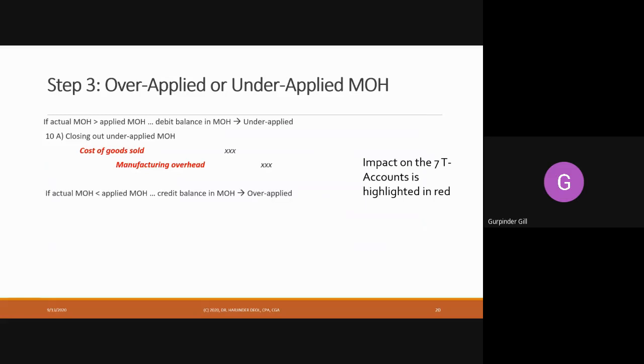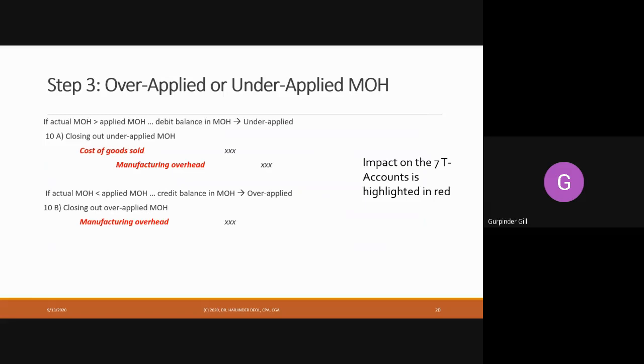On the other hand, if your actual manufacturing overhead is lower than the applied, then we are looking at over applied. So if your applied manufacturing overhead is higher than the actual, or your actual is lower than the applied, then you are looking at over applied manufacturing overhead. Now, over applied manufacturing overhead is a little bit different.